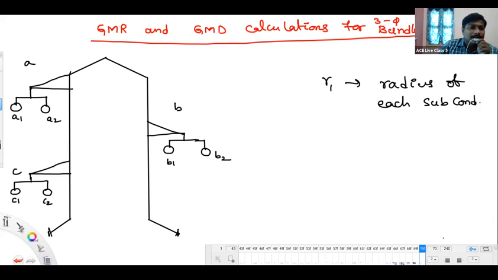Next, the gap between A1 and A2 is S. Of course, between B1 and B2 we also have S, and between C1 and C2 we also have S. S is the spacing between subconductors.